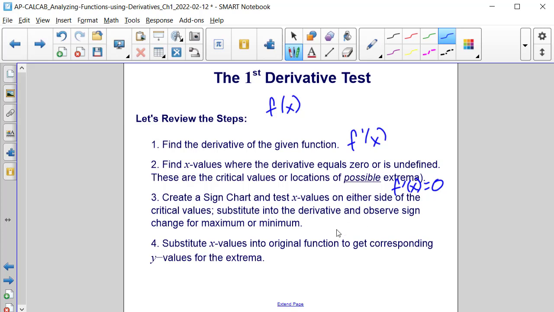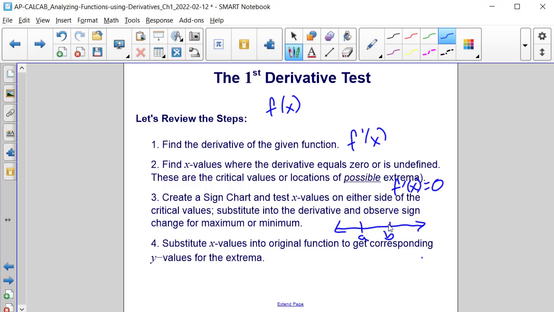Then we create the sign chart and test the values where f prime of x is equal to 0 or undefined. For this general, I'll just use variables a and b. And then we would substitute variables to the left of a or less than a into the f prime of x and observe the sign to see if it's positive or negative. Same between a and b. Substitute a value that falls in between into f prime of x to see if it's positive or negative. And then select a value that's greater than b into f prime of x to see if it's positive or negative.